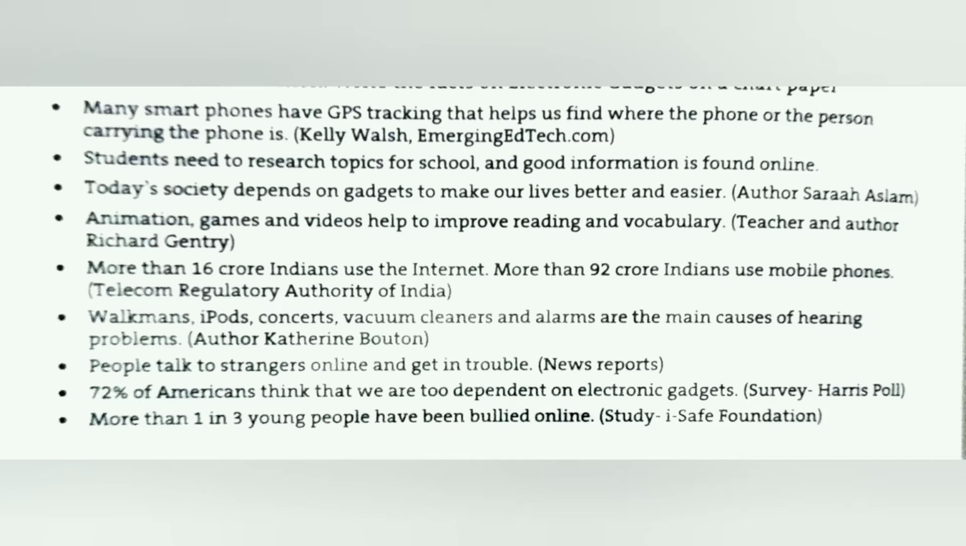The types of evidence were quotes by experts, research and scientific studies, and examples from experience. For example, the quote by Kelly Walsh was a quote by an expert. We should choose the argument that we strongly believe in. We should not choose an argument because it has more supporting evidence. Instead, we should choose an argument that we think has the stronger supporting evidence.